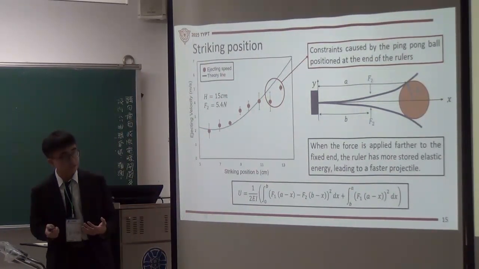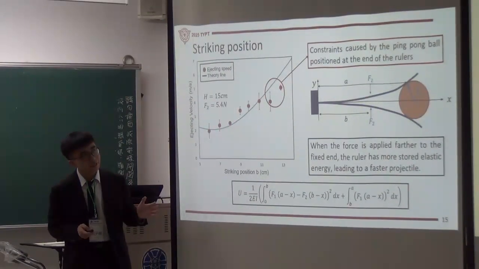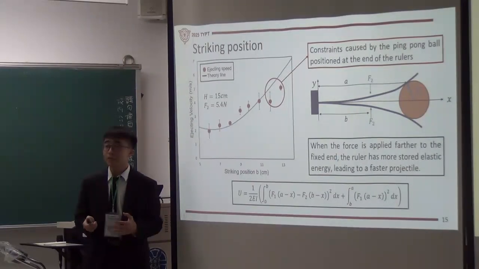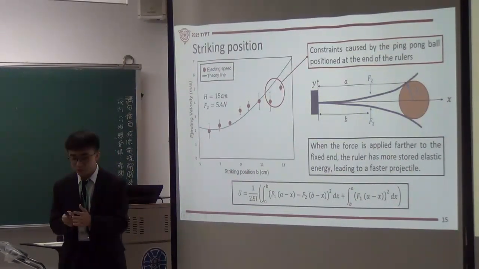And now here's the explanation. It's because of the constraint caused by the ping pong ball positioned at the end of the rulers, which means the deformation space for the rulers is too small.